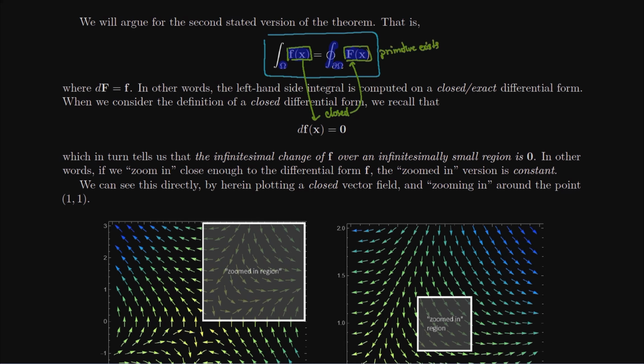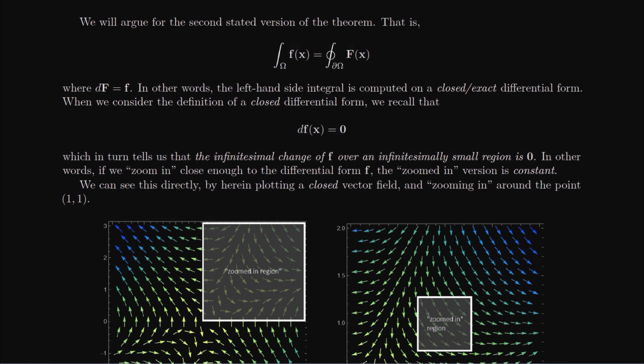But even stronger than that, closed is going to tell us that the exterior derivative of that differential form is 0. And that's very important actually for the proof, because if we know the exterior derivative of f happens to be 0, then let's think about what the exterior derivative means. This is computing the infinitesimal change of that differential form over an infinitesimally small region. So it's saying over a small region, the change in our form is 0.